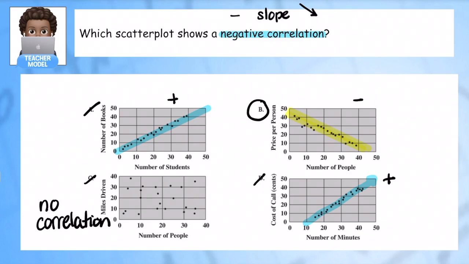Okay, so again, I'm just using my rational thinking. So if it's positive, I know my points will trend up, meaning both of them are increasing, both X and Y. But here, as the number of people increases, the price per ticket right over here is decreasing. So this represents a negative. And if your points are all over the place, there's no correlation, no connection at all.